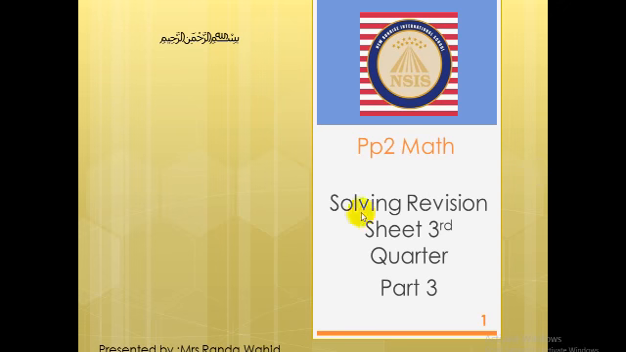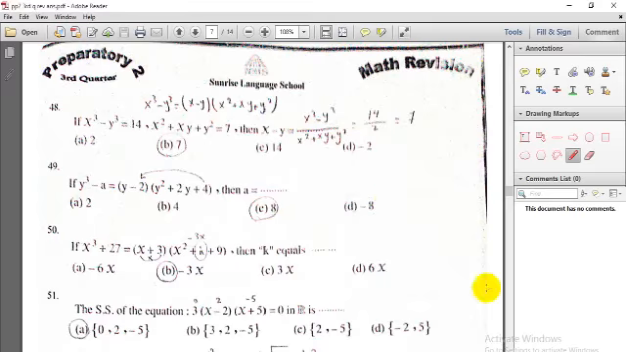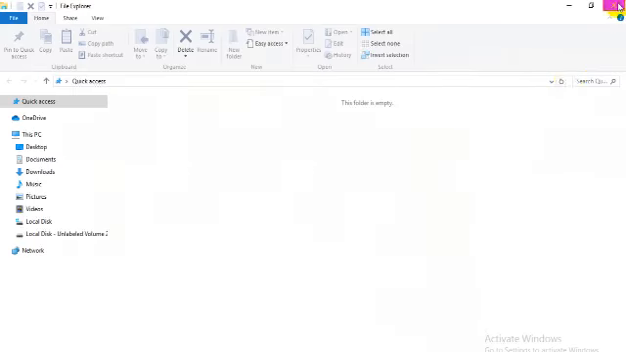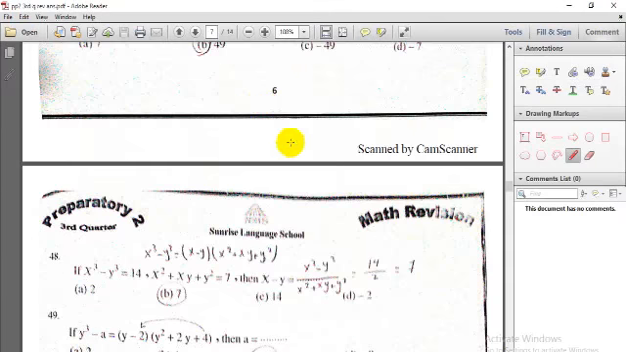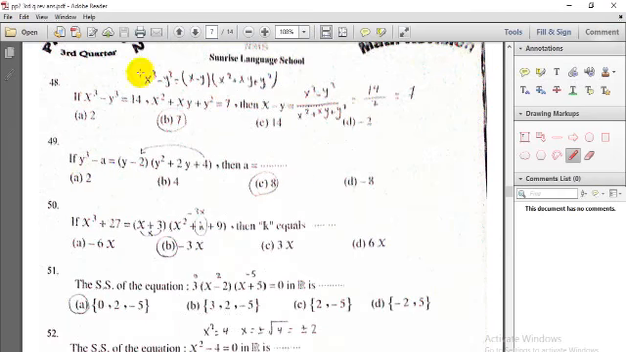Today we're going to continue solving the revision sheet for the third quarter. Today is part 3. Open your sheet with me, it's on page 6. We already finished page 6, so now we're going to continue with page 7 together.